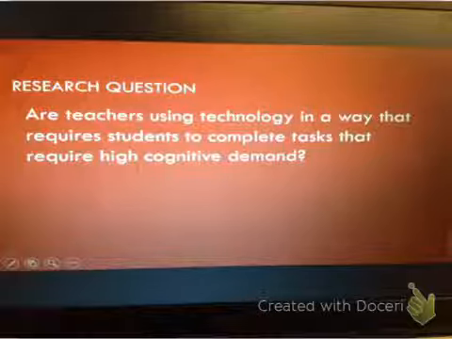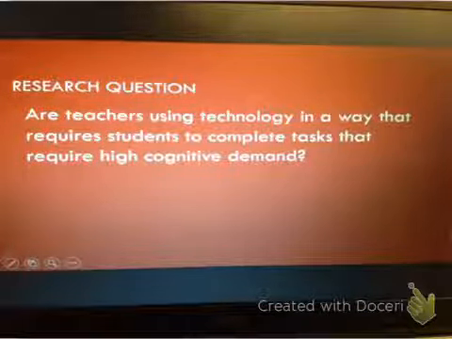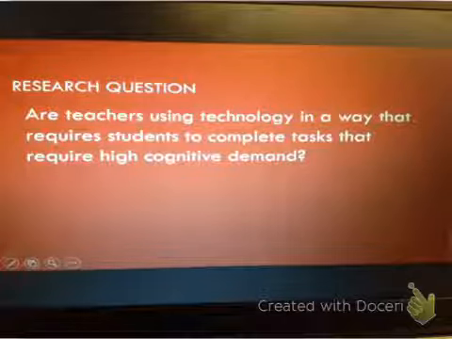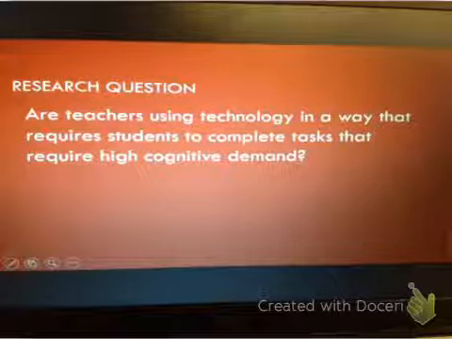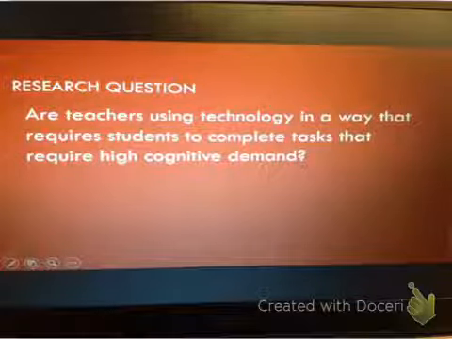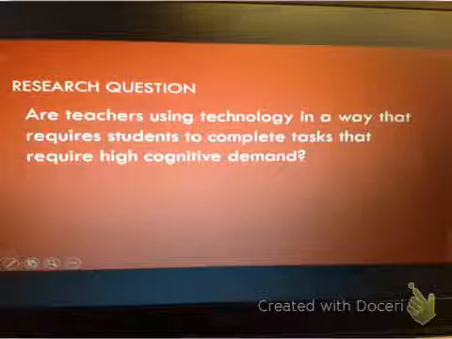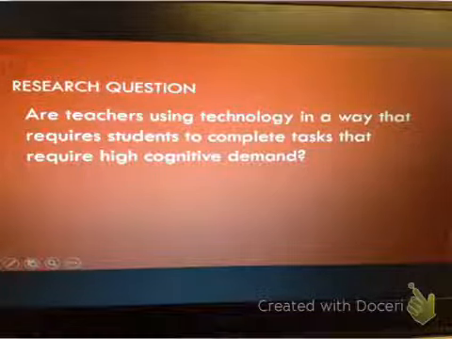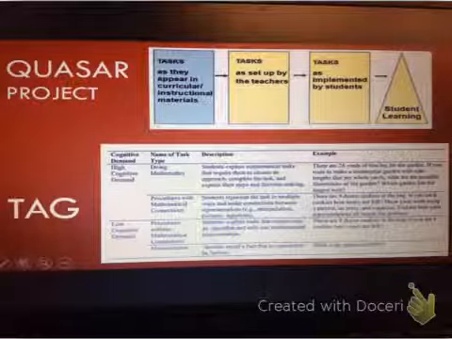So the research question: are they using technology in a way that requires students to complete tasks that require high cognitive demand? So instead of coming in and getting on a program like Kahoot that's completely multiple choice, are we using things that students are manipulating the mathematics? Okay, we've used programs like Illustrative Mathematics where they can manipulate it, but I'm not sure of the programs that are out there to do that, to reach that cognitive demand.